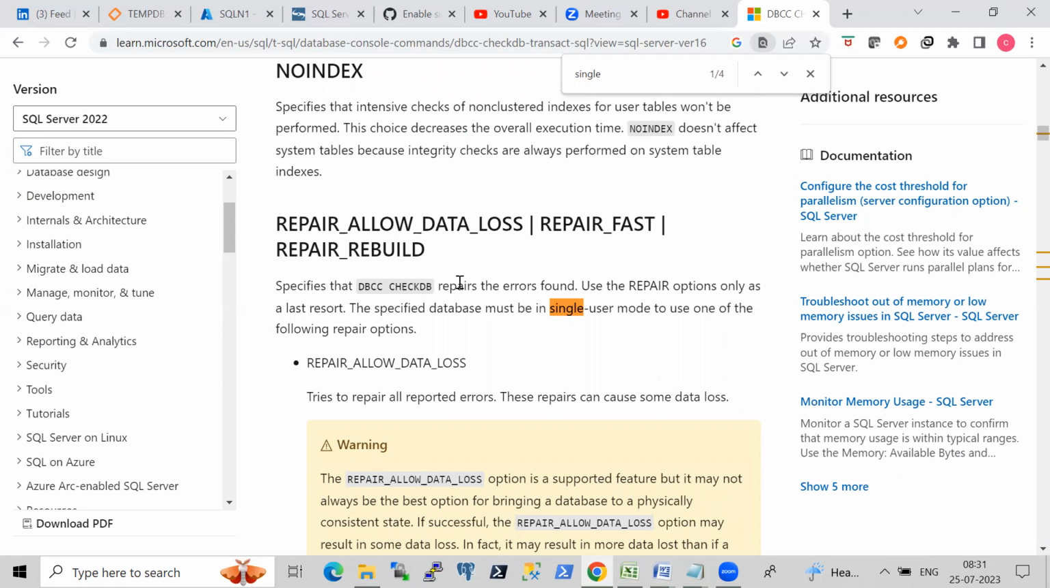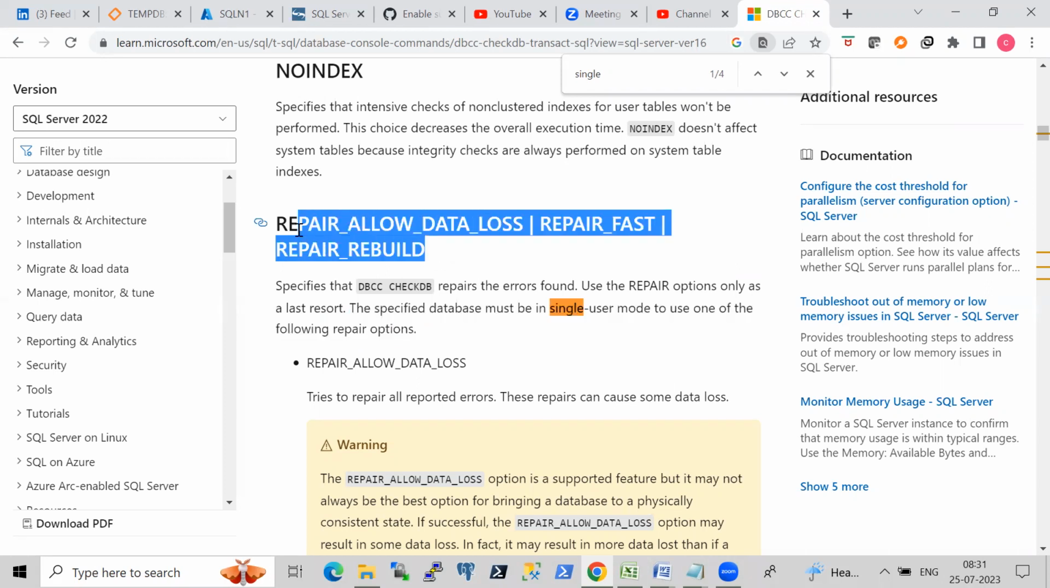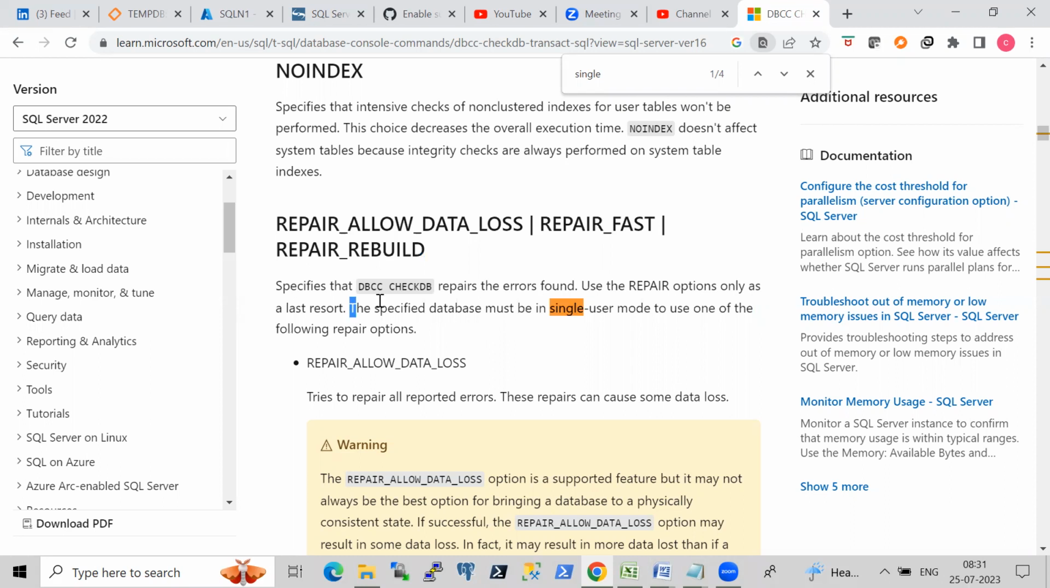So it specifies CHECKDB repairs, repair if some errors are found. Let's read this line. Use the repair option only as last resort. If you don't have any backups, you have to go with repair. So this should be our last option. This is the reason. The specified database must be in single user mode to use one of the following repair options, not just repair allow data loss, even repair fast, repair rebuild. If you wanted to perform any of these three options, this is the requirement. The specified database must be in single user mode.